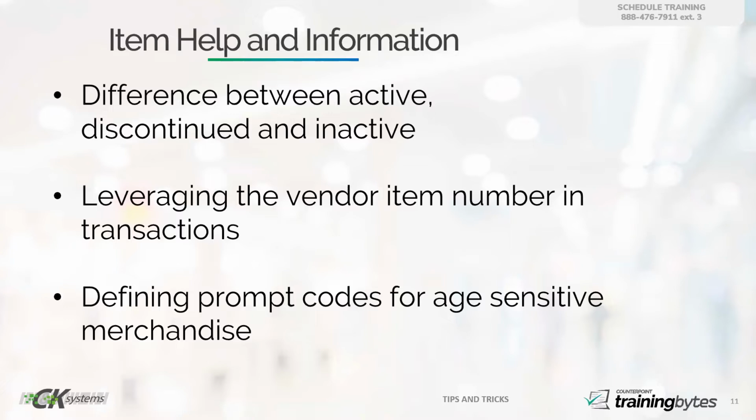Some item help and information. We'll talk about the difference between active, discontinued, and inactive. We'll also talk about leveraging the vendor item number that you see on the item record. And if you sell age-sensitive merchandise, I'll show you how to set up a prompt code, so at point of sale, your salespeople are prompted to check ID.